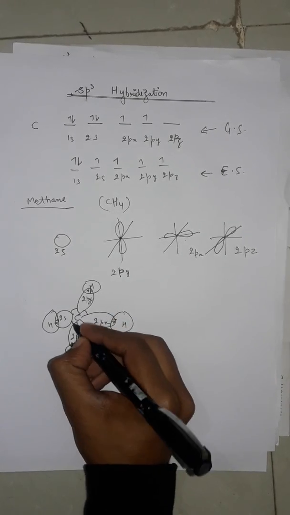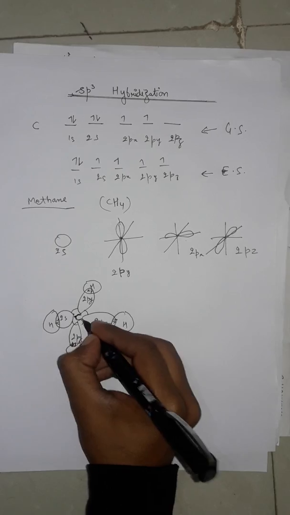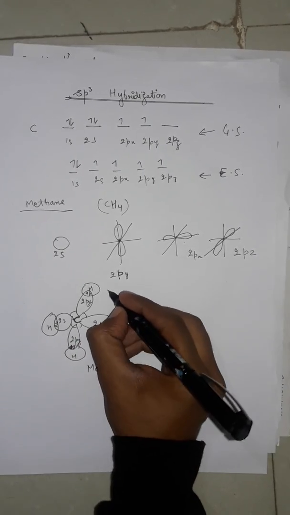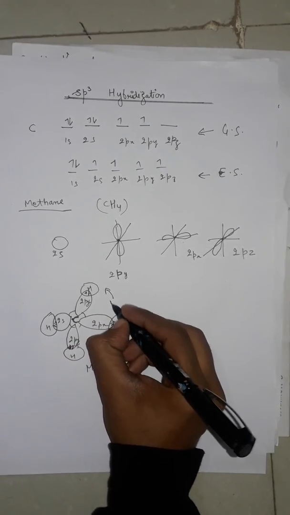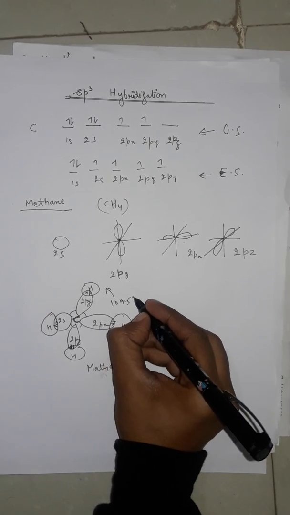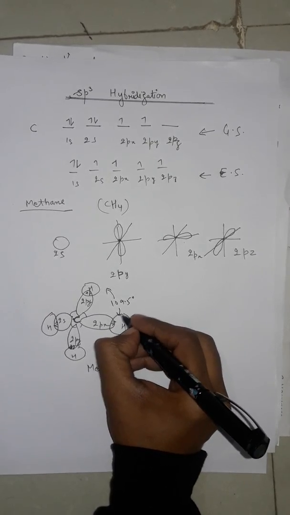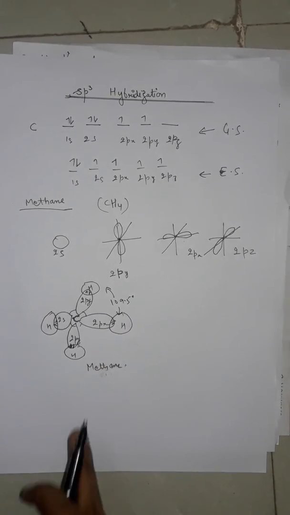This is the angle, and this angle is 109.5 degrees. So this is an example of methane.